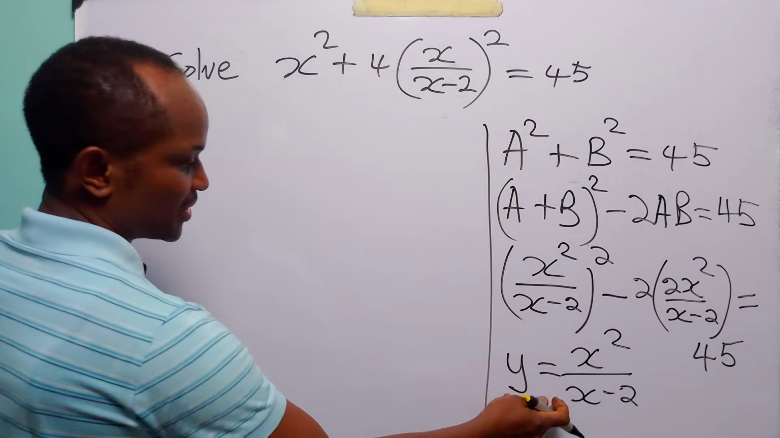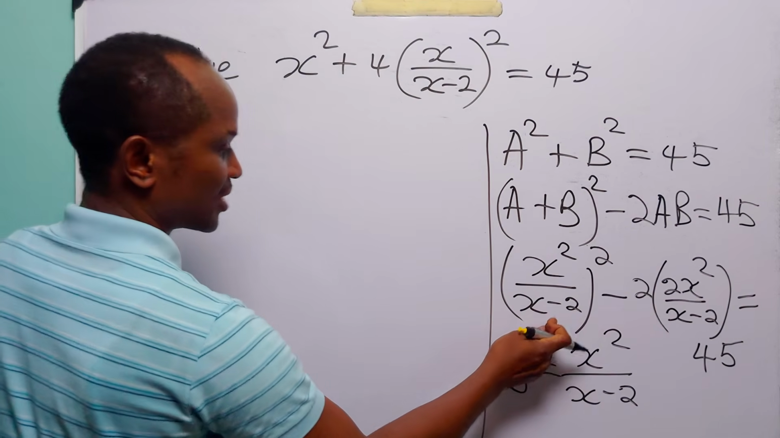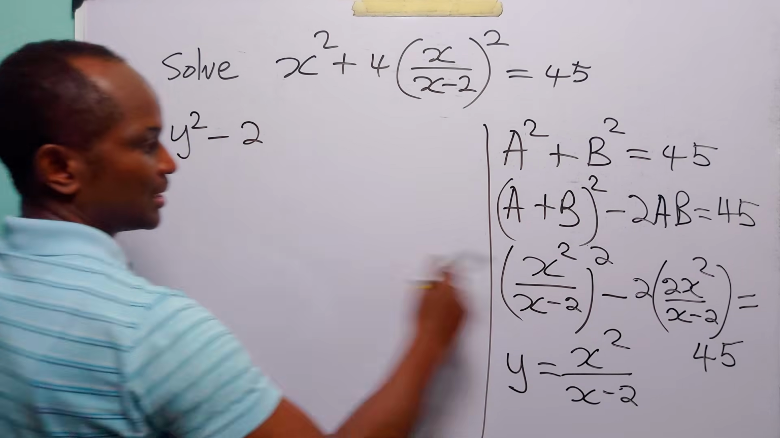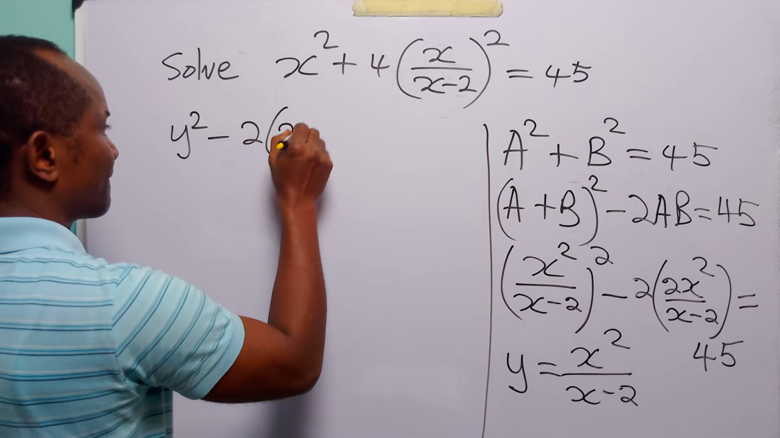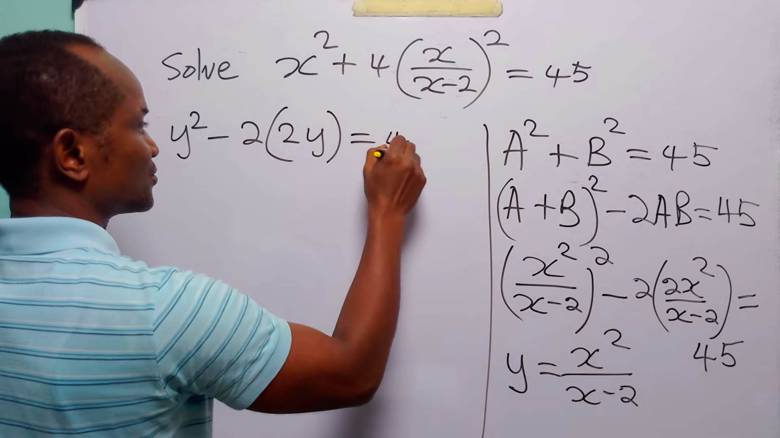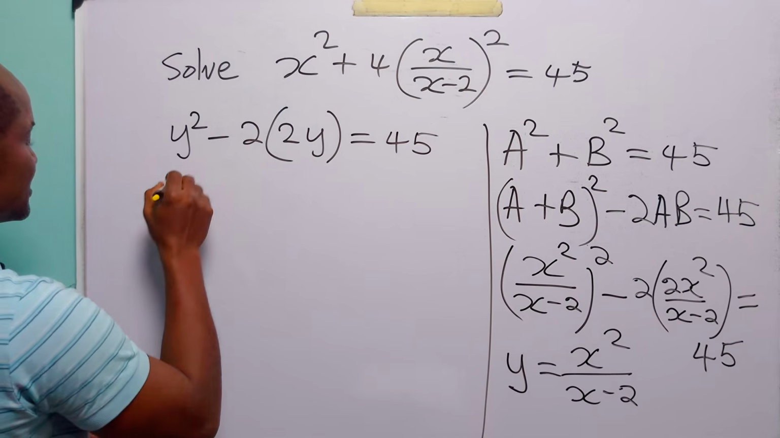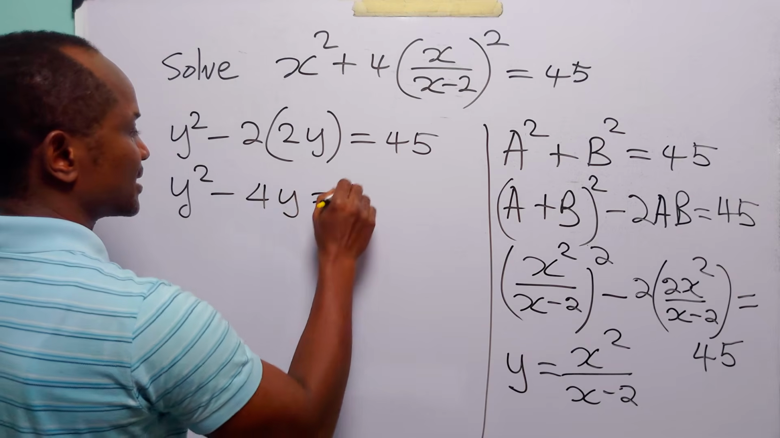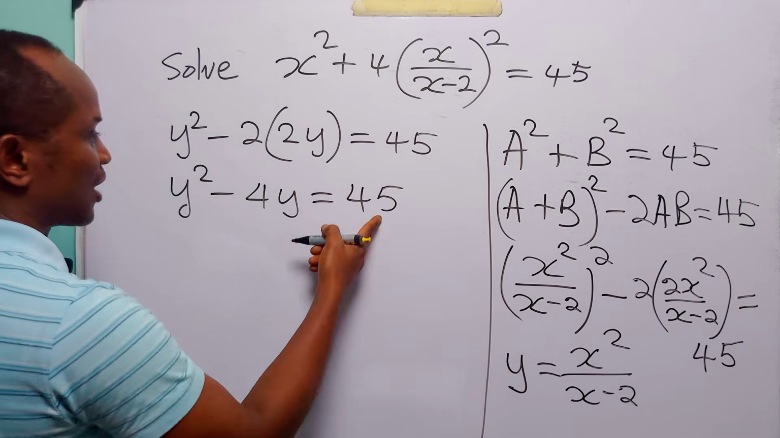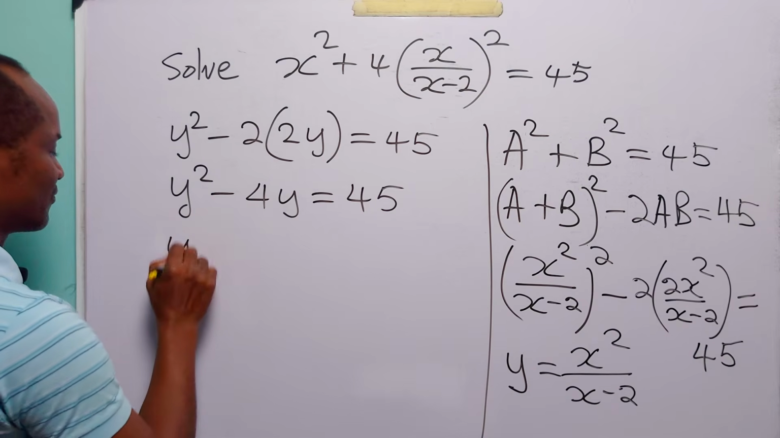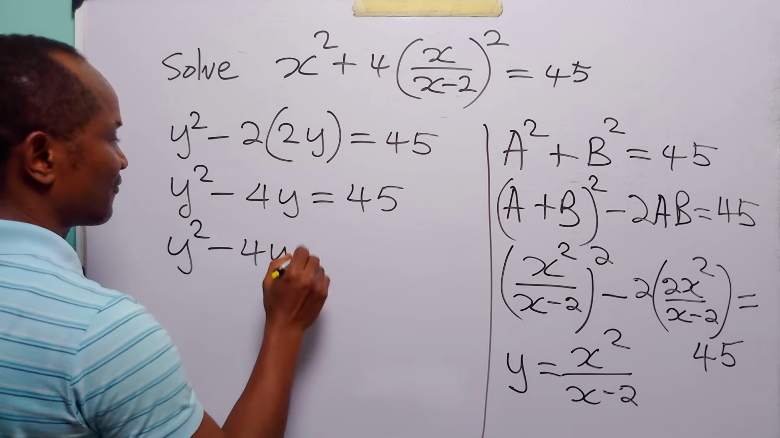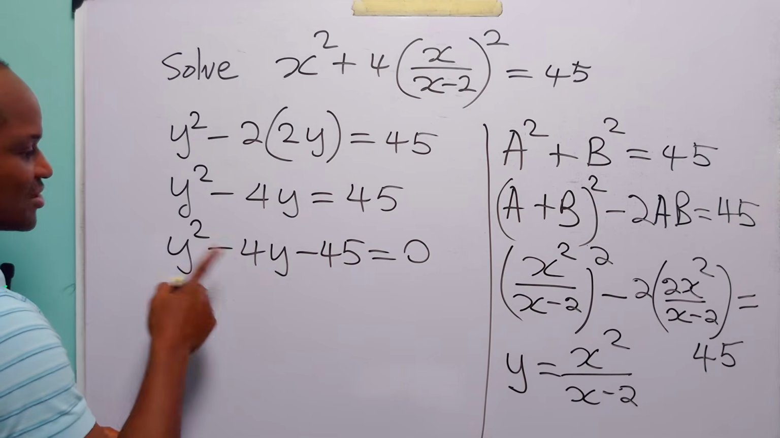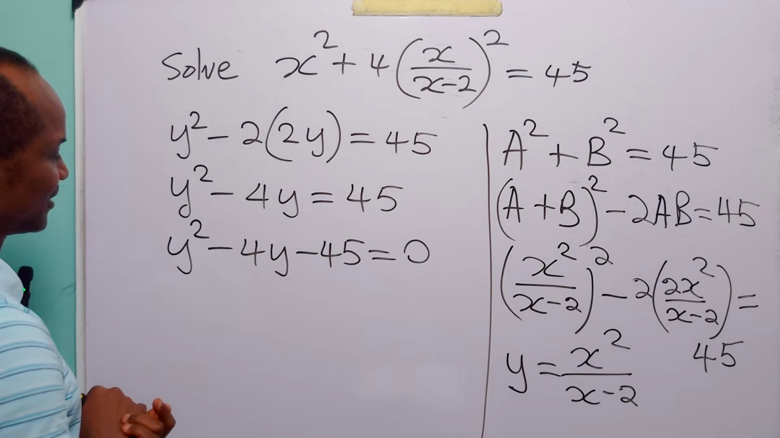And with this substitution, we can now write this equation as y squared minus 2 times 2y is equal to 45. This is y squared minus 2 times 2 is 4y is equal to 45. Now bringing 45 over to the left hand side, we have y squared minus 4y minus 45 is equal to 0. Now we can solve this quadratic equation by factorization.